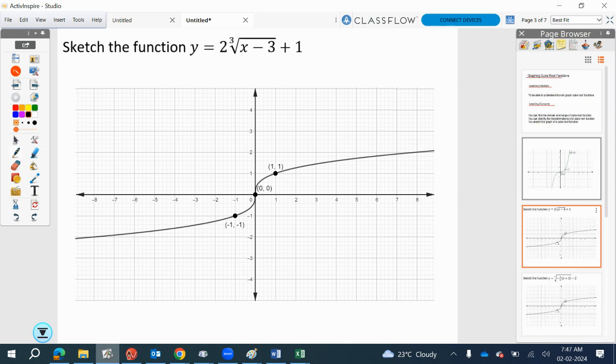So we're looking at transforming the cubic root function. The most important point in this one is this point here. We call this the symmetry point.